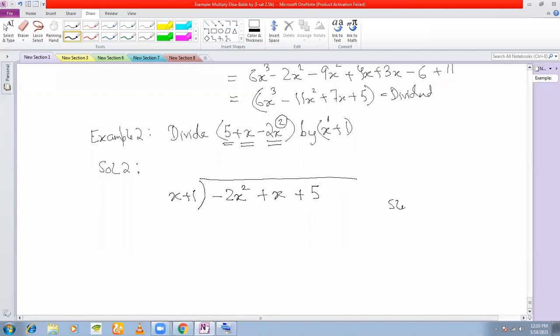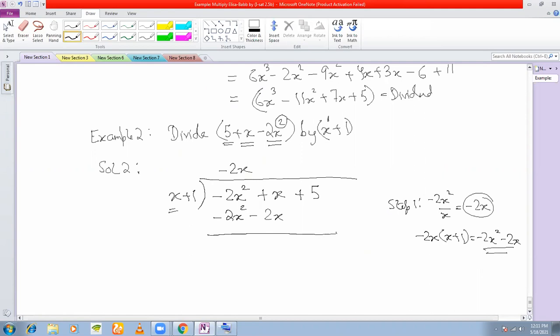Now we carry out exactly in the same manner. Step 1, take the leading term. Leading term here is minus 2x squared divided by the leading term of the divisor, which is x. So you get here minus 2x. So minus 2x you now multiply by the divisor to get minus 2x square minus 2x, right? So this minus 2x here will come on top, and this that you have multiplied will come here, minus 2x square minus 2x. Now we subtract. This cancels. So you get 3x. And you bring down a plus 5, right?